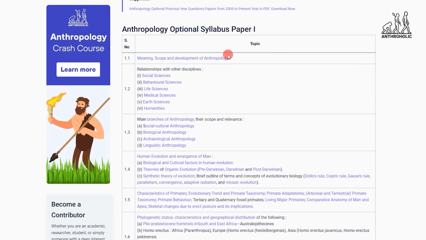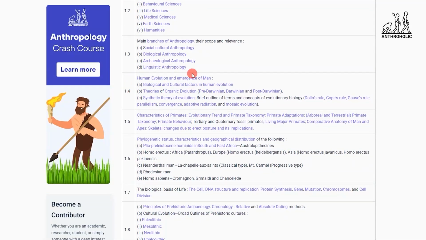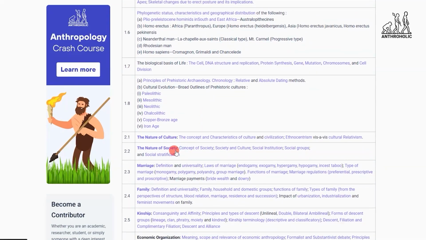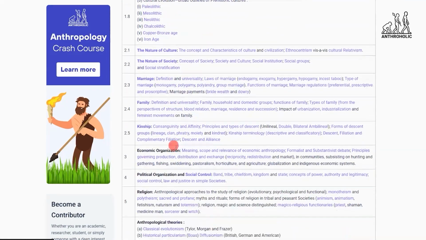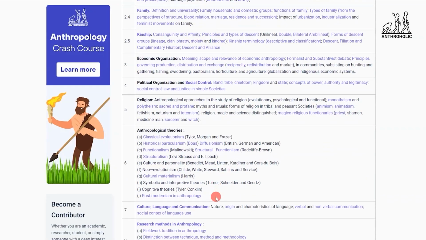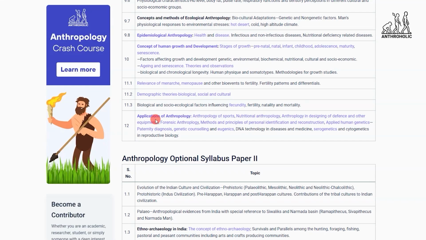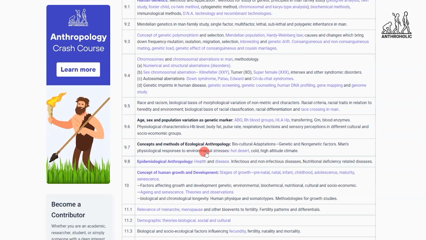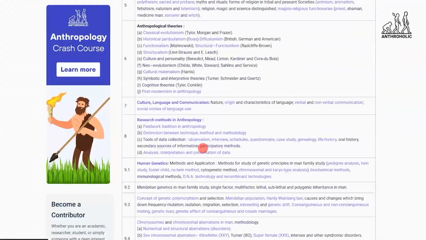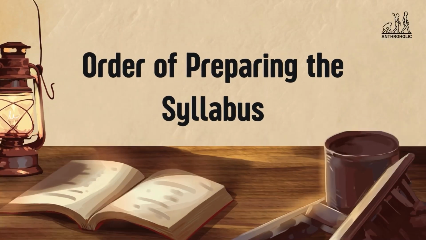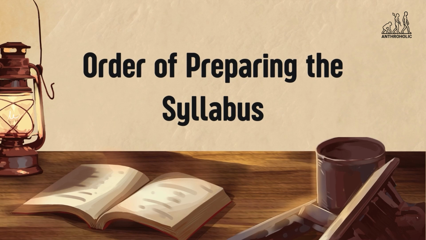For instance, the syllabus begins with an introduction to anthropology, followed by the topics related to evolution, which are part of physical biological anthropology. Then it moves to social cultural anthropology, and then again back to genetics, which is part of physical biological anthropology. And finally, it ends with applications of anthropology, which is topic 12. For beginners, it can be difficult to understand where to start and how to proceed. To simplify this, let me walk you through the division of the syllabus we have prepared for you. By studying the syllabus in this order, you'll find it much easier to understand each topic and connect the dots.